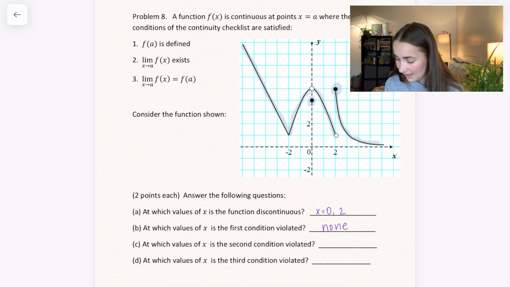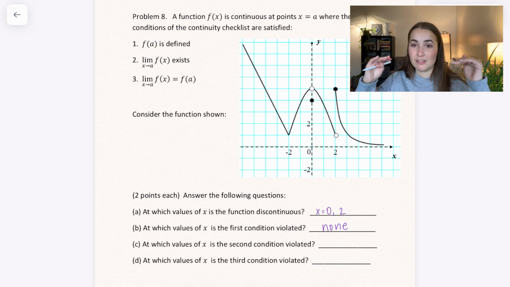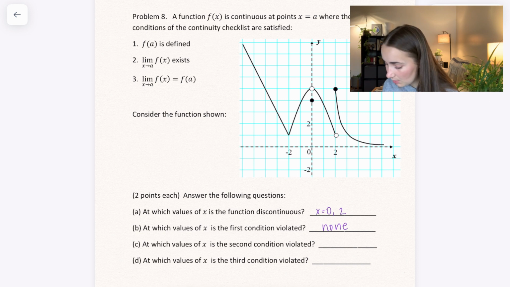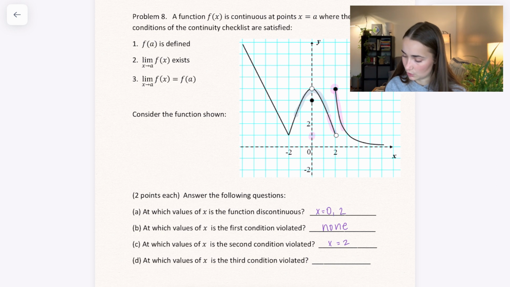C, at which values of x is the second condition violated? So that's where the limit does not exist. The limit does not exist when the limits from either side do not approach the same value. So if we look at x equals 0, we can see on either side of the limit, we approach the same value, which tells me my limit exists. So x equals 0, we're good. Let's go ahead and look at x equals 2. On the left side, I'm approaching a value of 1, but on the right side, I'm approaching a value of 2, 3, 4. It looks like 5. And so here, that is going to be where my second condition is violated. My limit does not exist at x equals 2.